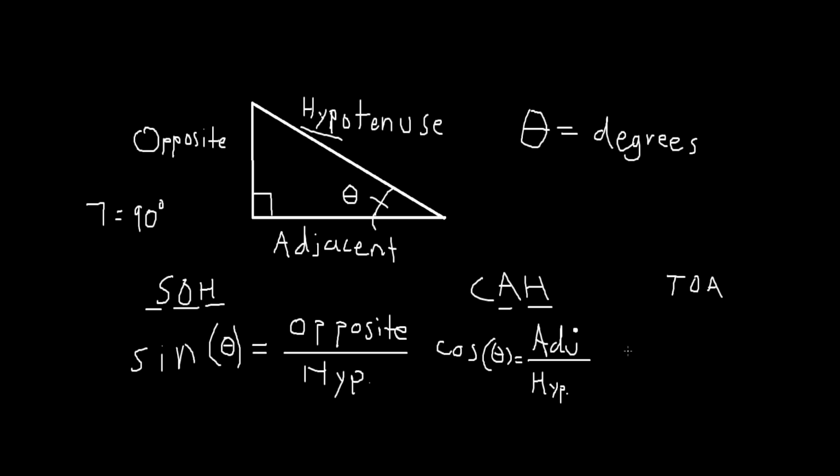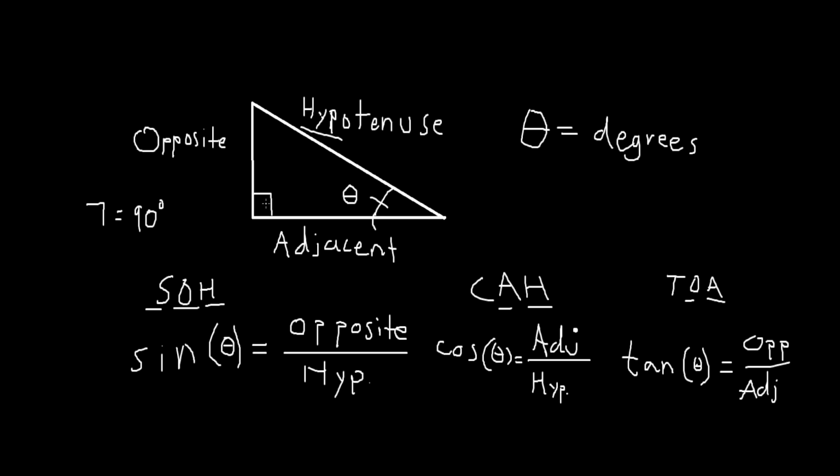Last but not least, we have TOA. T is for tangent, so tangent is the third function. So tangent is going to be, we have O and we have A, so it's going to be opposite over adjacent.